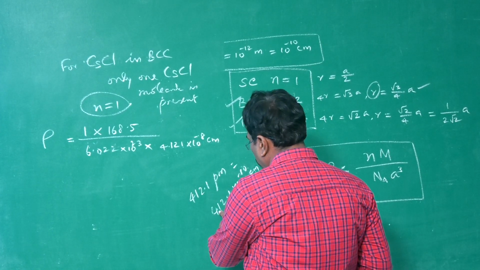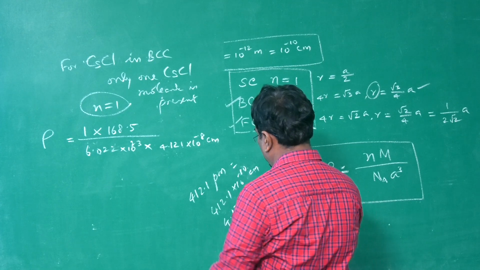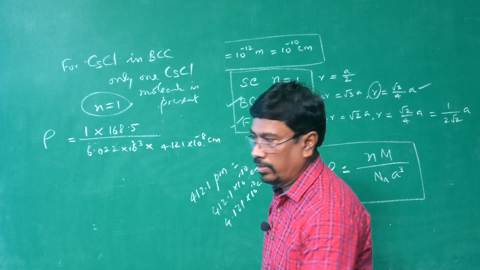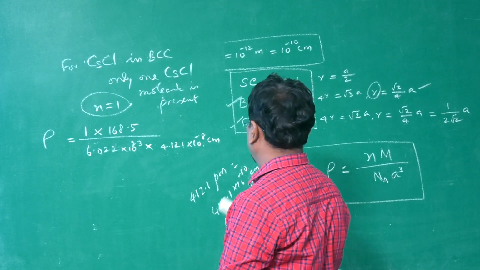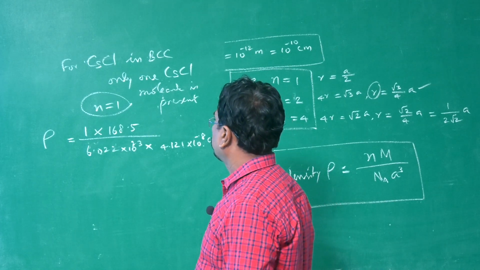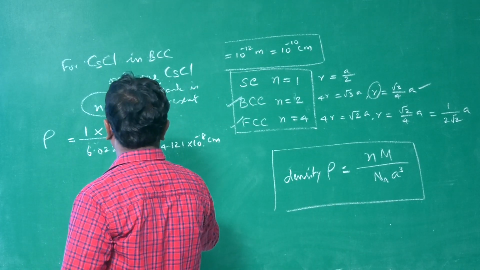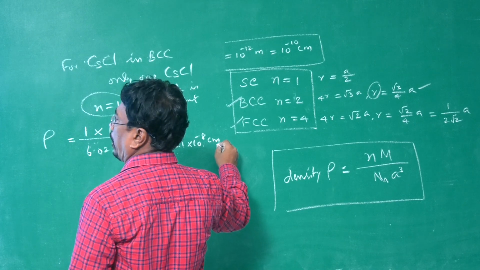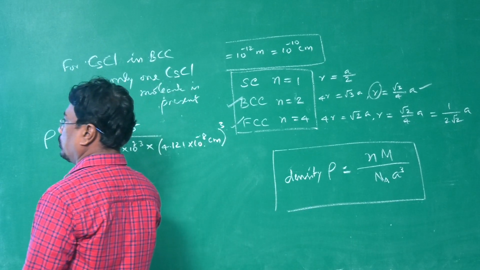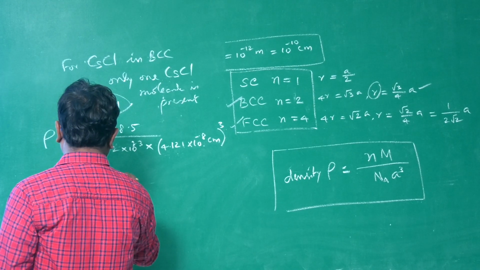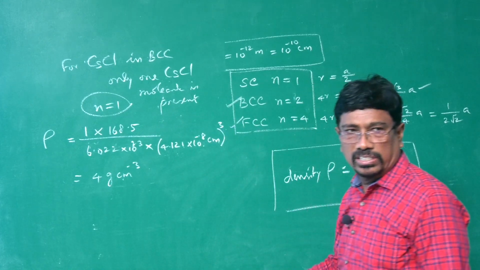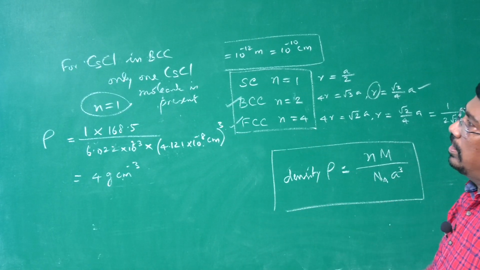Now I have divided it by 100, so it has to be multiplied by 100. Therefore, it is 10 power minus 8 centimeter. This is how it comes. All right, now the final answer. It comes to whole power 3, a cube, whole power 3. The answer comes to 4 gram per centimeter cube. That's all. This is how we solve this sum.